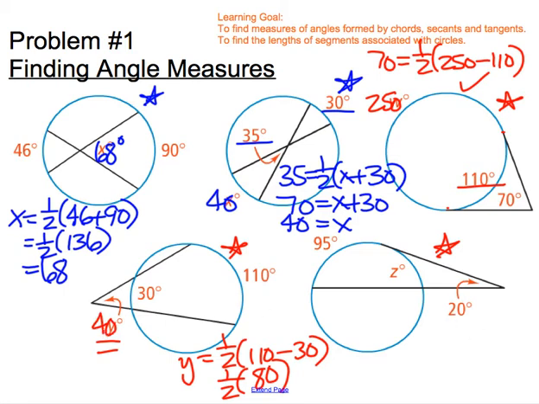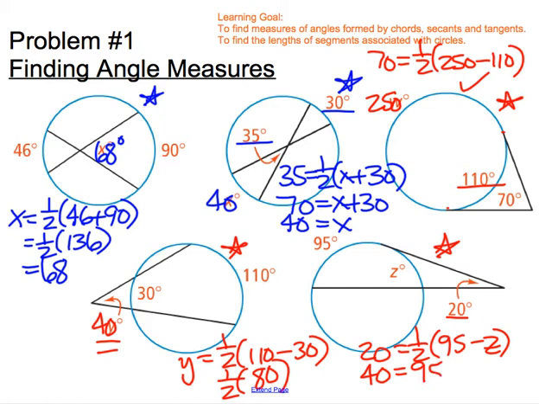And the final question, we're given the outside angle, so we're going to set that equal to half of the farther one minus the closer one. So we have half of 95 minus z. To get rid of the 1/2, I'm going to multiply both sides by 2.